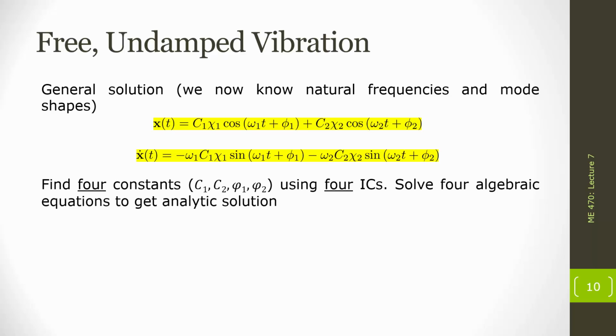Now we have to apply our 4 initial conditions to find our 4 remaining unknowns. So remember, we're going to be provided with initial conditions. For the first degree of freedom, what is its initial position and its initial velocity? And for the second degree of freedom, what is its initial position and its initial velocity? Those are the 4 equations we get out of this.